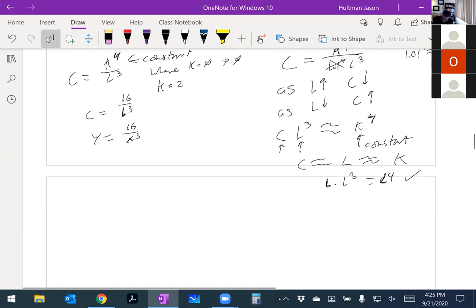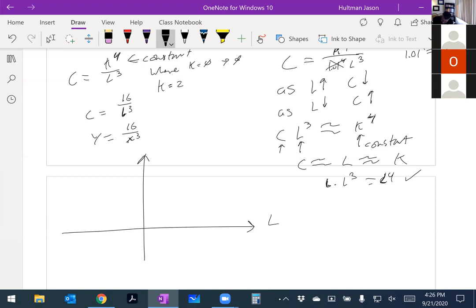Okay. And so we're saying that Y is approximately equal to L, which is approximately equal to K. So for a certain value of K, L is approximately equal to C, which is approximately equal to K. The idea here is that when we go to graph this thing, the L versus C graph, what's this thing going to look like?